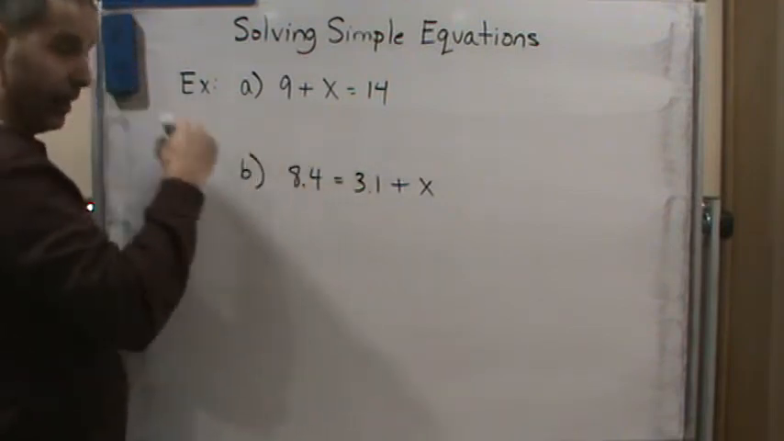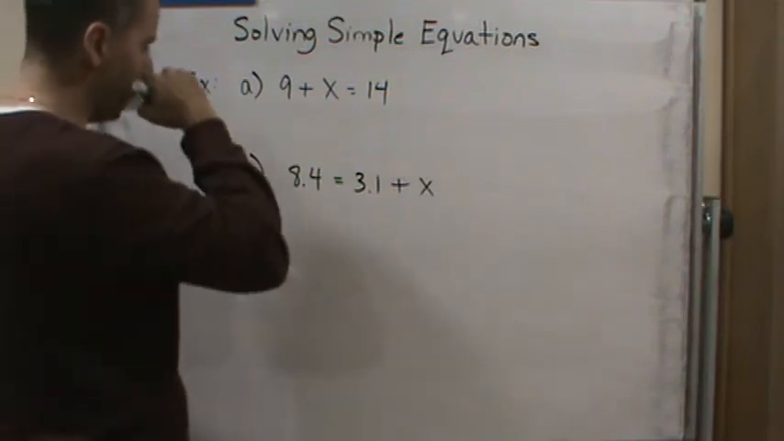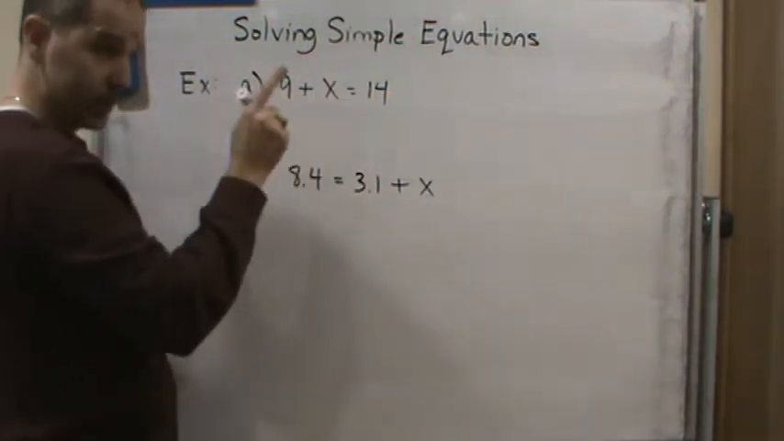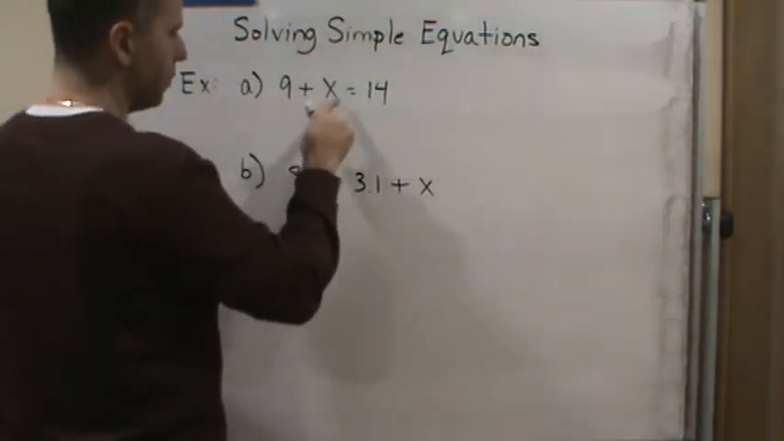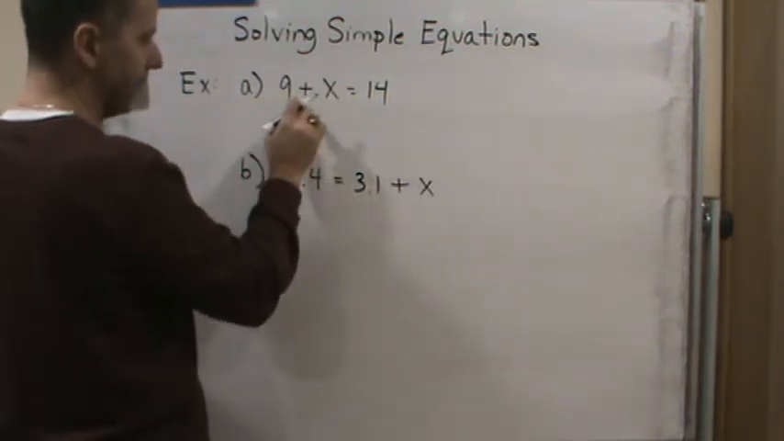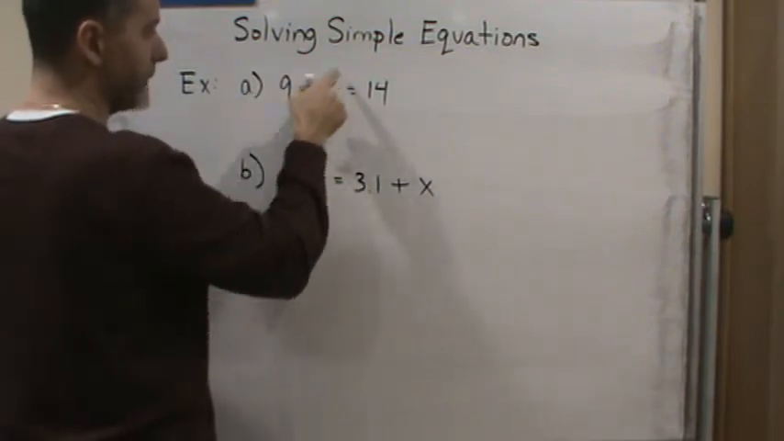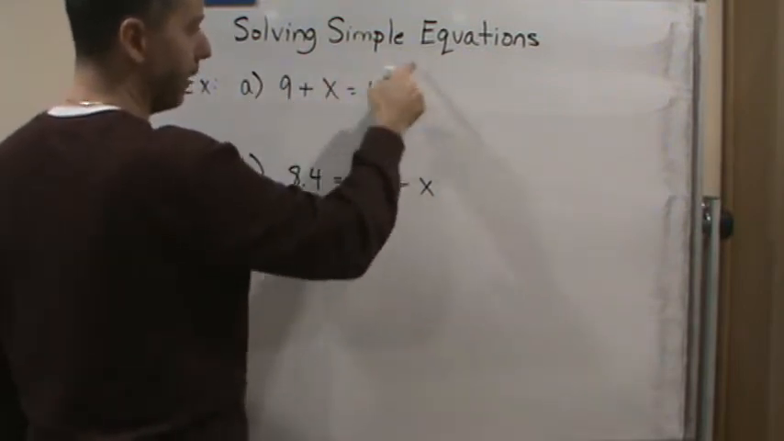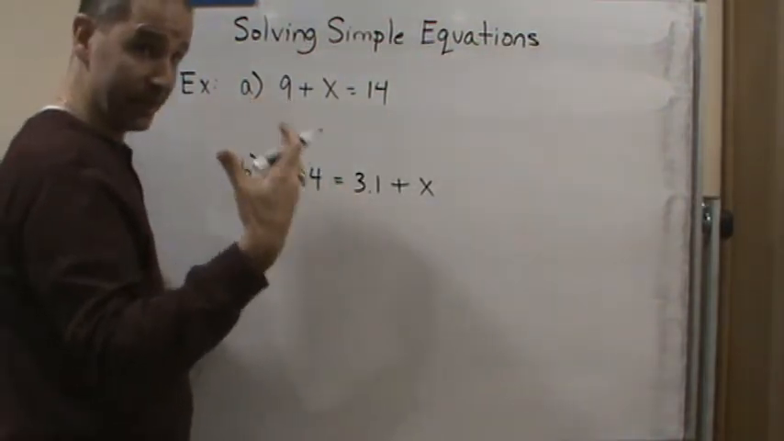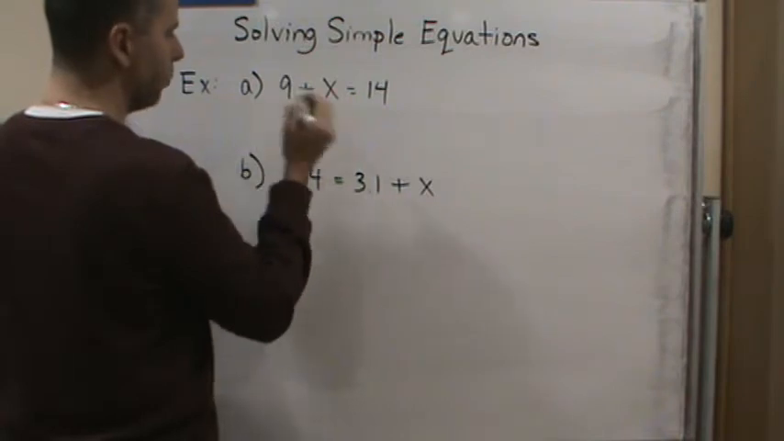I'm going to do it a little differently than the way I did it before. I'm going to do it horizontally. So if I want to get rid of the 9 and I'm adding, then I need to subtract 9. And if I subtract 9 from here, then I also have to subtract 9 from this side to keep it an equivalent equation. So I'm going to rewrite this like this.